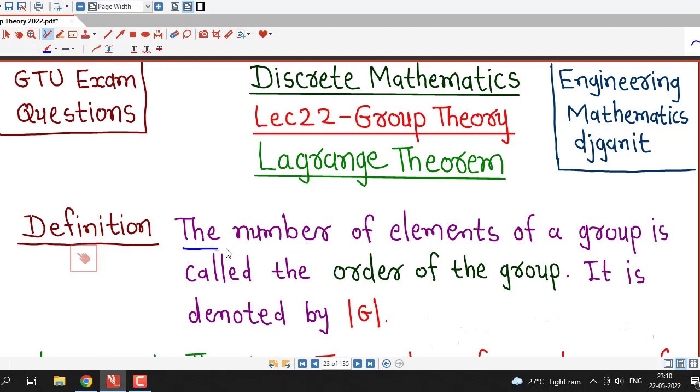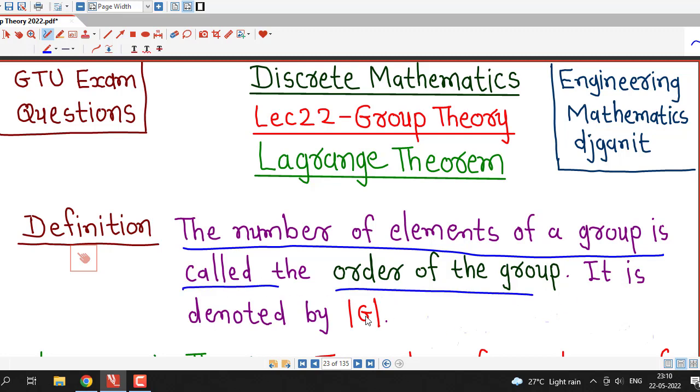The number of elements of a group is called the order of the group and it is denoted by this notation. Between two vertical lines we write down capital G. So this is the notation for order of the group, and order of the group means the number of elements in the group. Suppose group has 5 elements, then we will say that order of group G is 5.